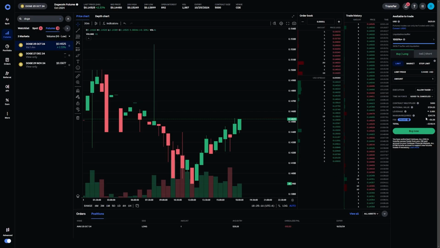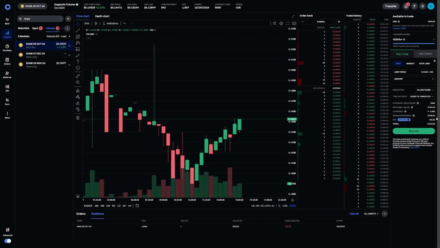You can see that in order to go long over here, it's going to require that I have an account balance of $346 actively available, meaning that it's not tied up inside of other trades. And this is essentially a 2x leveraged version of Dogecoin.